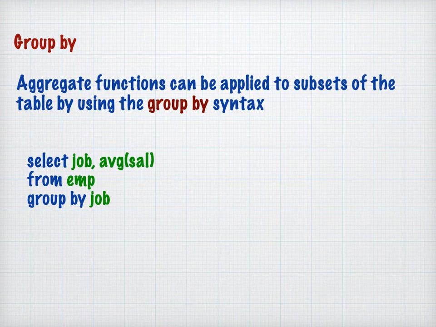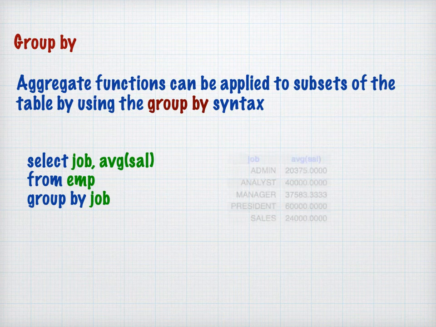Now, if we don't show job on the front line, that's not very helpful because it will calculate the average salary for all the jobs grouped together, but we won't know which one is which. So often you'll find that the thing that you group by, you also include on the top line. And you can see that here. We've got job on the bottom and we've got job on the top, like that.